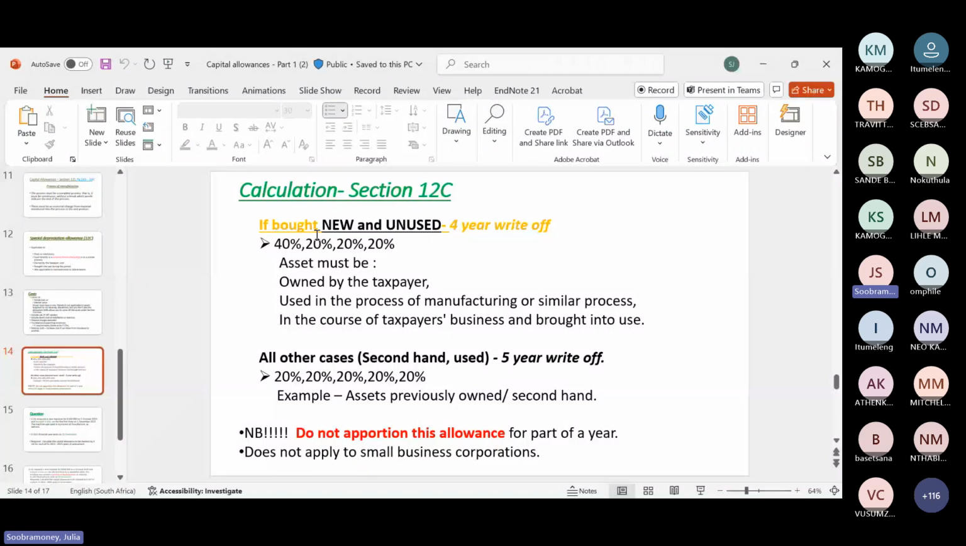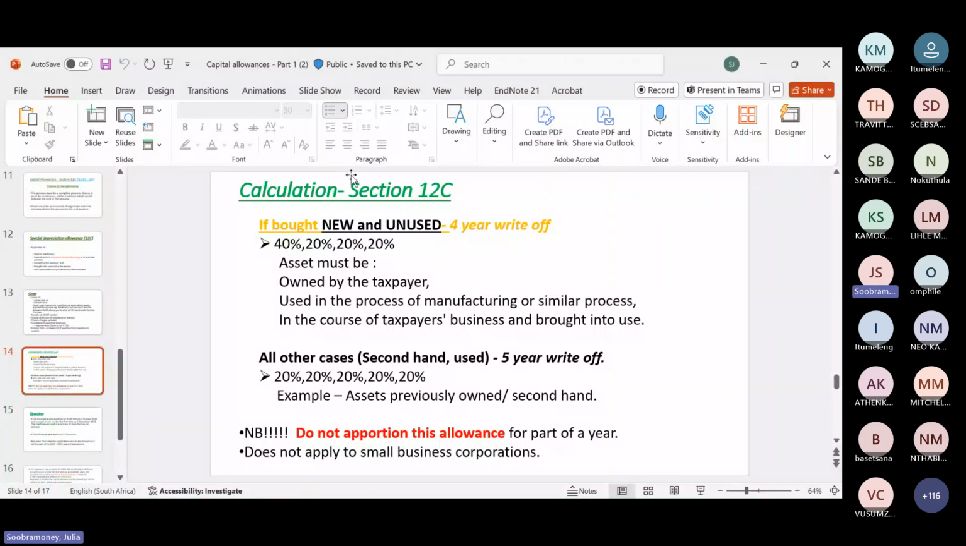The second option is over 5 years. So that's going to be 20% per annum. And when do you use the 5 years? If it is a second-hand asset and it is used. Now, this first one here, it says new and unused.